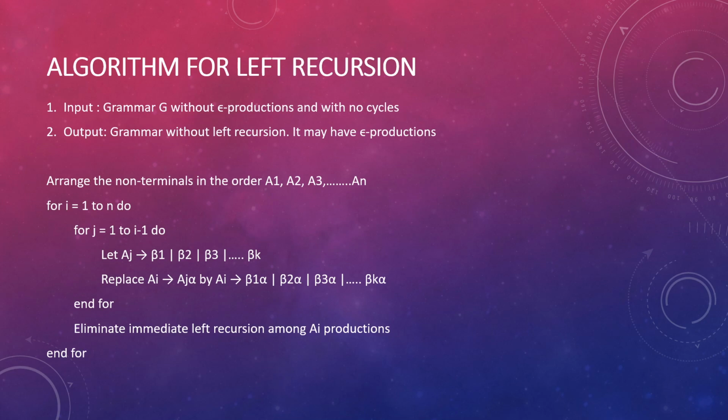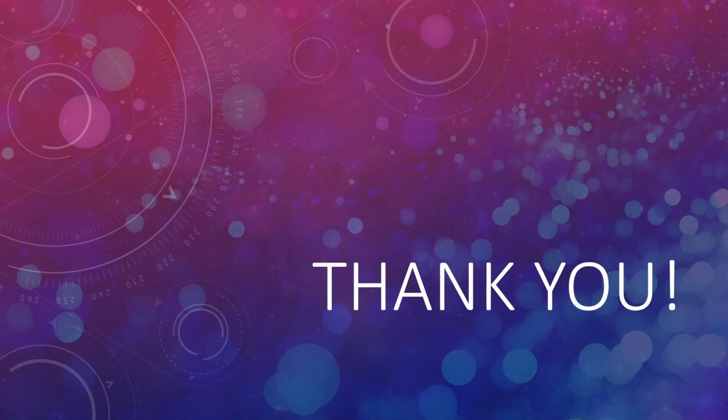and we name the productions Aj tends to beta 1, beta 2, beta 3 until beta k, and we start replacing these productions with Ai tends to beta 1 alpha, beta 2 alpha, beta 3 alpha, and so on, and we end the nested for loop, eliminate immediate left recursion among Ai productions, and end the for loop. Thank you.